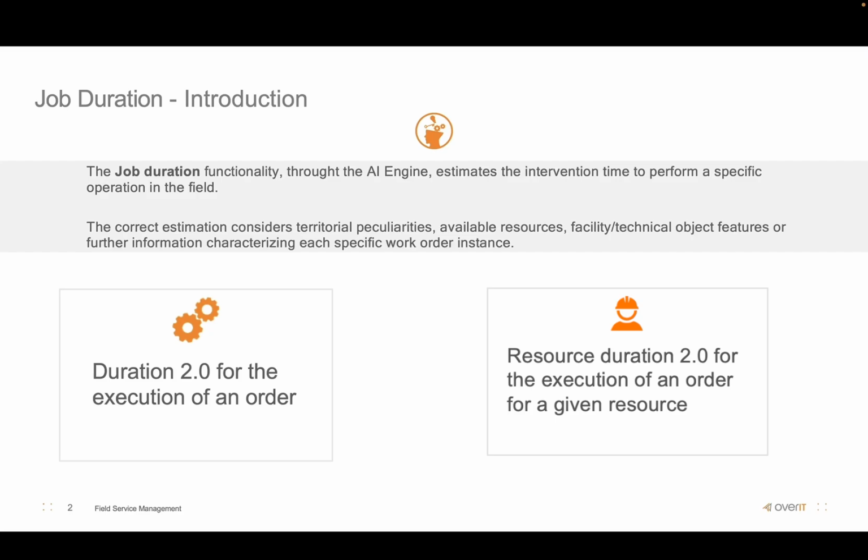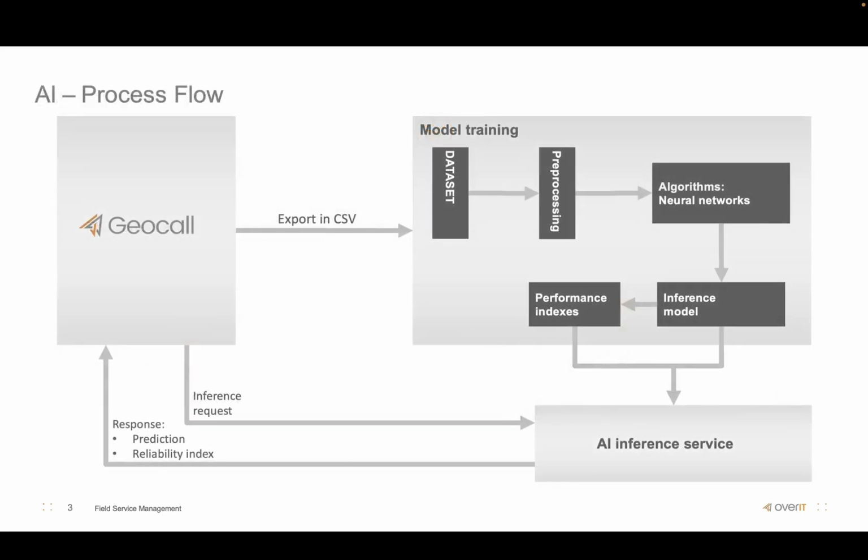The job duration functionality is divided in two different algorithms. One predicts the order duration, which is the duration of the execution of the order A equals some time output, while the other one, at the same time, predicts the duration of the execution of an order for a given resource. Let's analyze now the process flow of this algorithm.